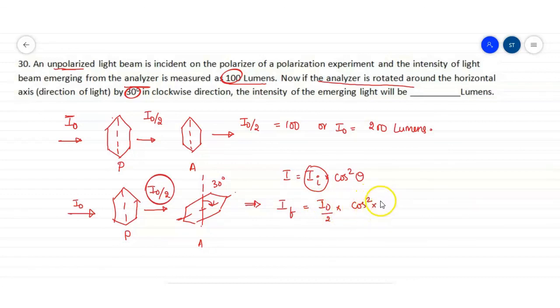Here theta is given as 30 degrees. So cos square 30 degrees. I naught by 2 is nothing but 100. Substitute it here. So 100 into cos square 30. Cos 30 is root 3 by 2, so cos square 30 will be 3 by 4. So this will be 25 into 3. That will be 75 lumens. So this will be the final answer for this question.